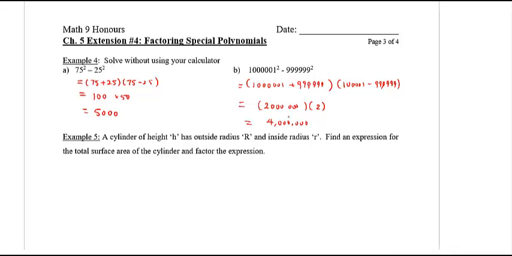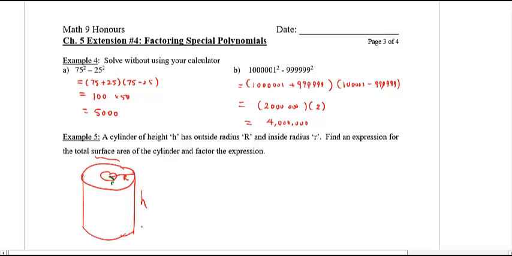Alright, now we can also use this idea with a review of cylinder and its surface area. So a cylinder of height h has an outside radius of R and an inside radius of r. Oh, this is a cylinder with a hole in it. I get it now. Outside radius is capital R. Inside radius is little r. And then, of course, there's some sort of height, H. It says find an expression for the total surface area of the cylinder, and then also factor the expression.